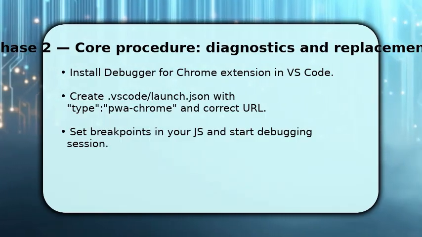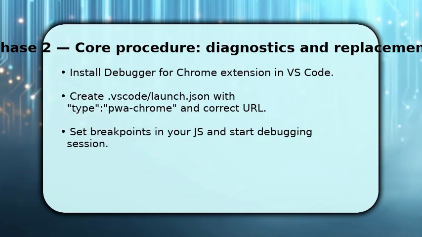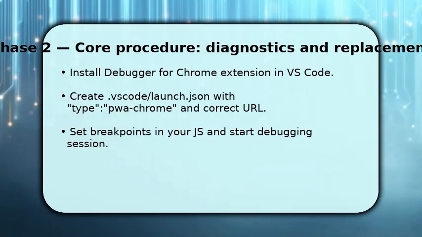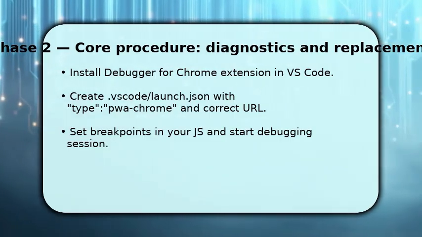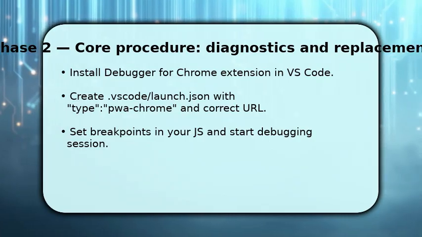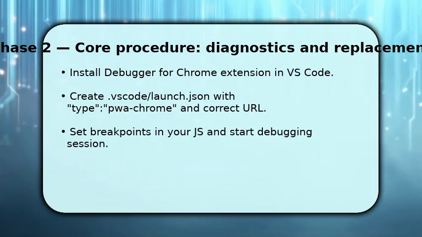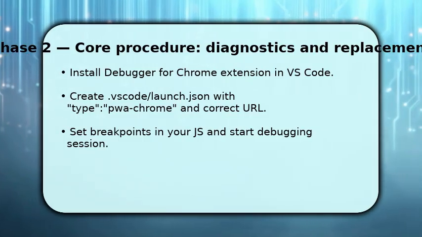Install the Debugger for Chrome extension, then add a launch configuration in .vscode/launch.json using type set to pwa-chrome and the URL that Live Server provided. Once configured, set breakpoints inside your JavaScript files. Start the debug session from the Run panel.